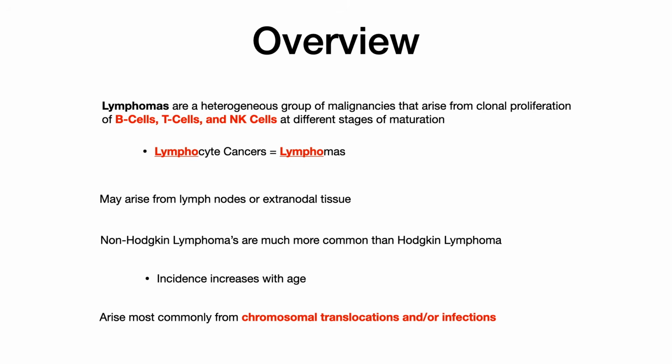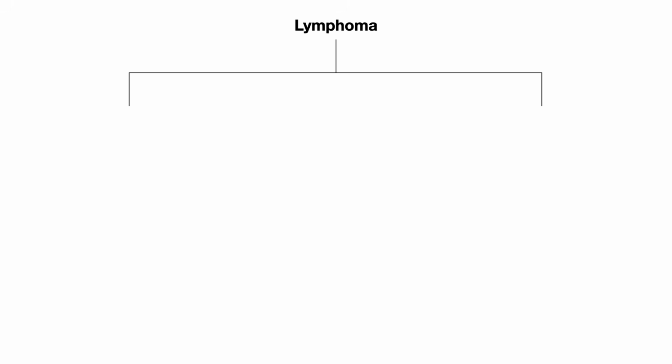And if this is your first time learning about lymphomas, settle down, because we will talk about the difference and the different types of lymphomas that fall into different categories. So don't worry about this distinction just yet. Note, though, that lymphomas arise most commonly from chromosomal translocations and/or associations with various infections, and more on that to come. So broadly, when we talk about lymphoma, we separate them into two categories.